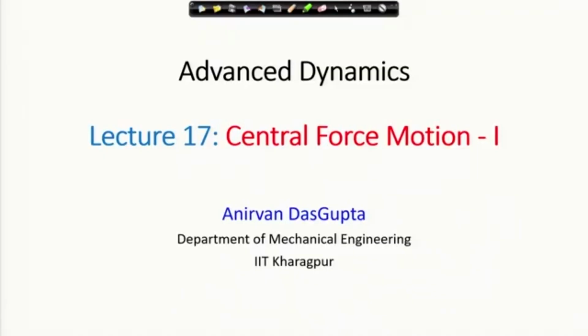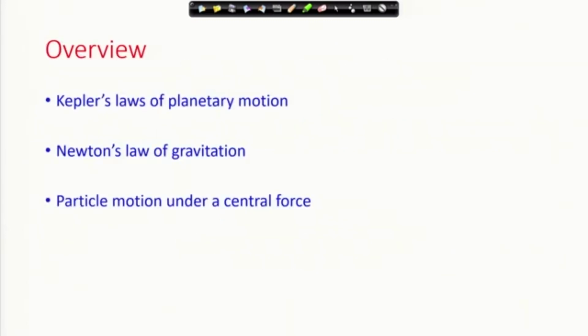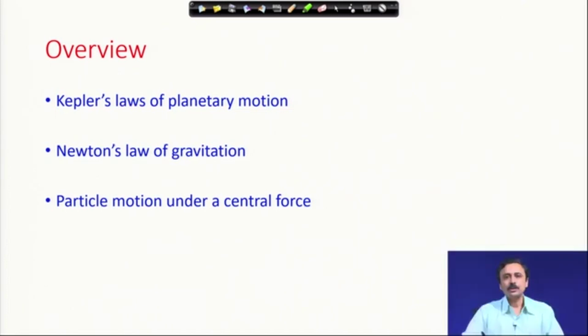In this lecture, we are going to start our discussions on central force motion. Now, the first question that arises is, what is central force motion? Central force motion is the motion of a massive particle moving in a central force field. Now, the question is, what is a central force field? Central force field is a force field in which if you place a particle, the force that acts on the particle is towards a fixed point in the inertial space. Such a force field is called a central force field.